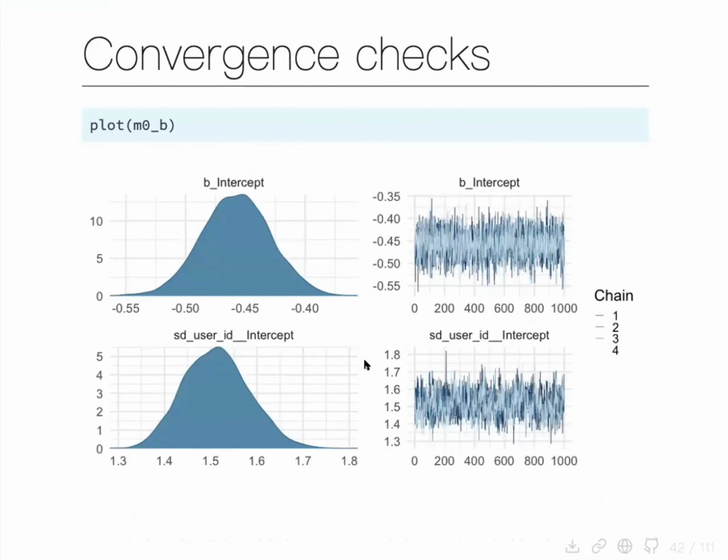This is what our chains look like. Okay, so this is the density for the two main things that we're estimating, right? Our intercept fixed effect, and then our standard deviation, all right? And so you can see it does center around 1.5 here. And then over here on the right, we have our chains. Okay, so this is just the iteration history. This is the iteration after warm-up.